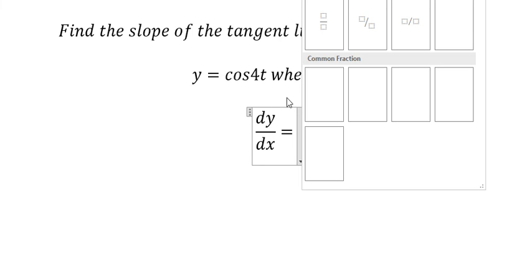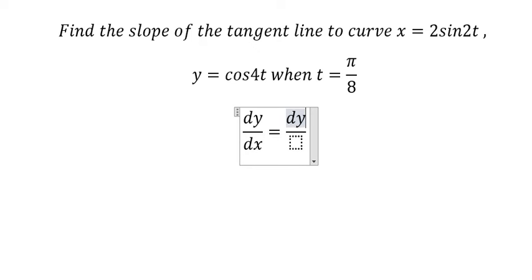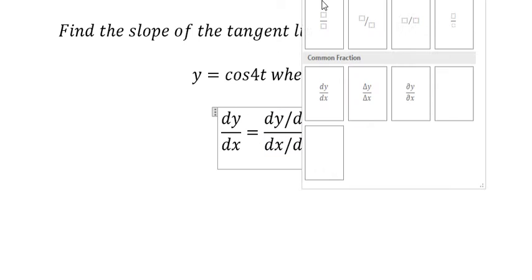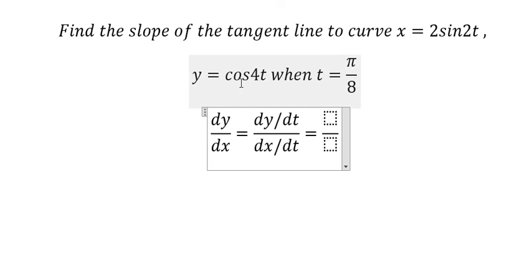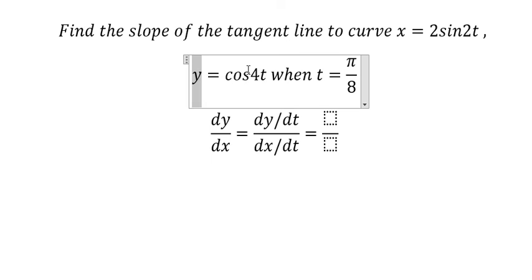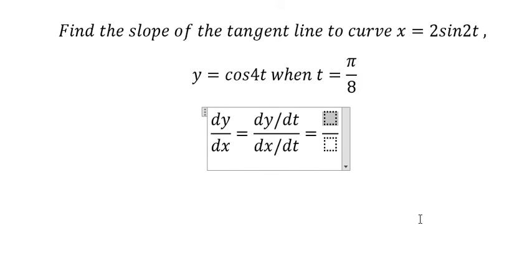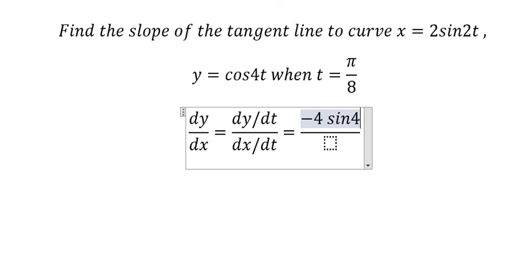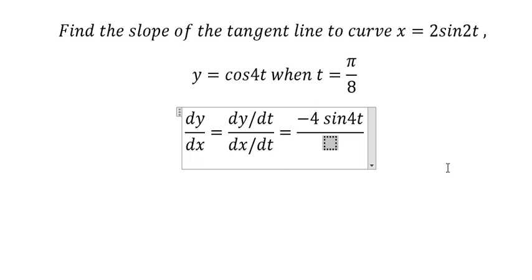So in this one we have dy over dt and dx over dt. That means we need to do first the derivative of y with respect to t. So for this one, we have negative 4 sine 4t. This one, we have 2 cosine 2t.